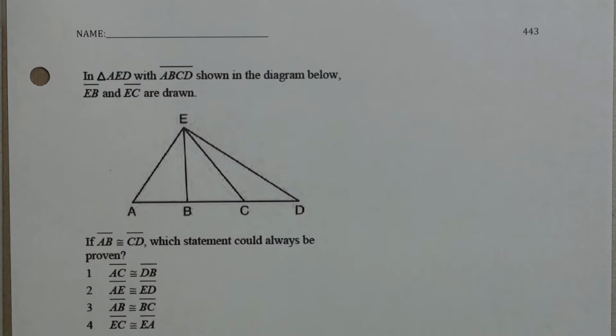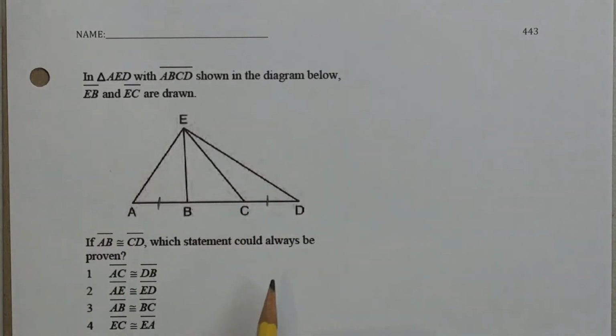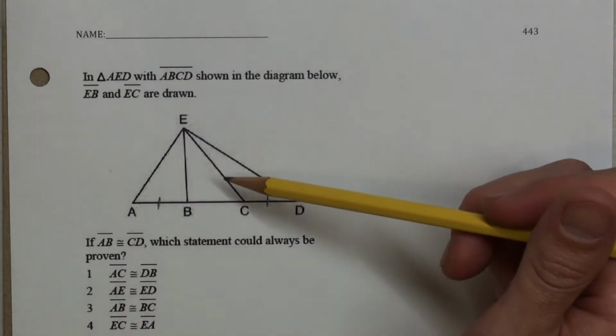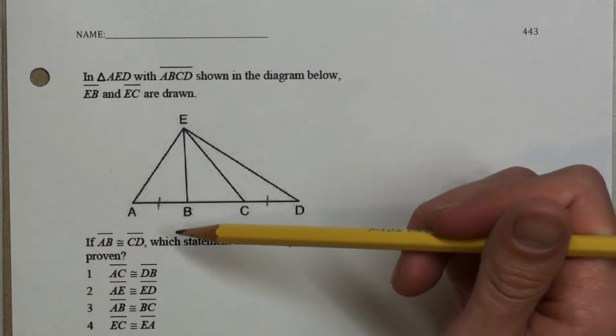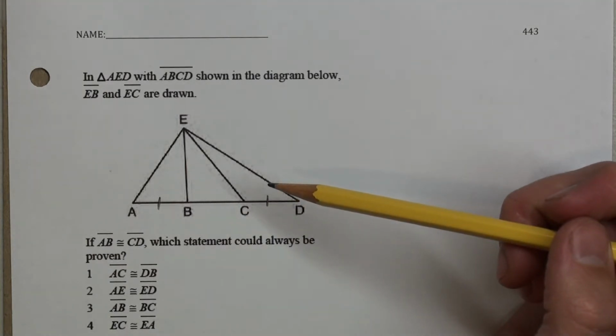In triangle AED with ABC shown in the diagram below, EB and EC are drawn. If AB is congruent to CD, which statement could always be proven? AC congruent to DB? No. AE and ED? No. AB and BC? No. EC and EA? EC, alright, let me read this again. If AB is congruent to CD, which statement?